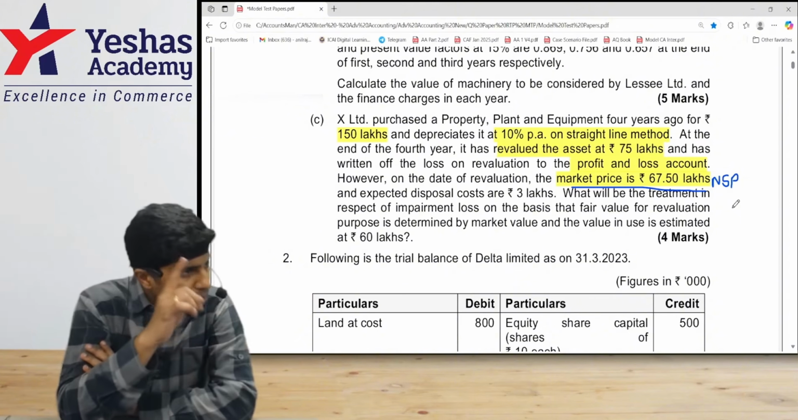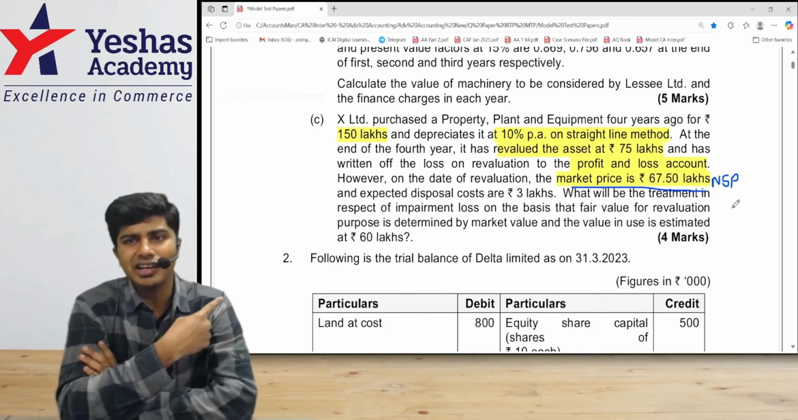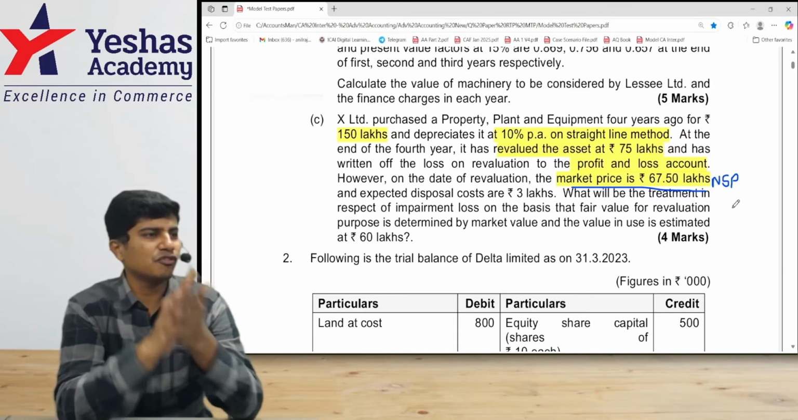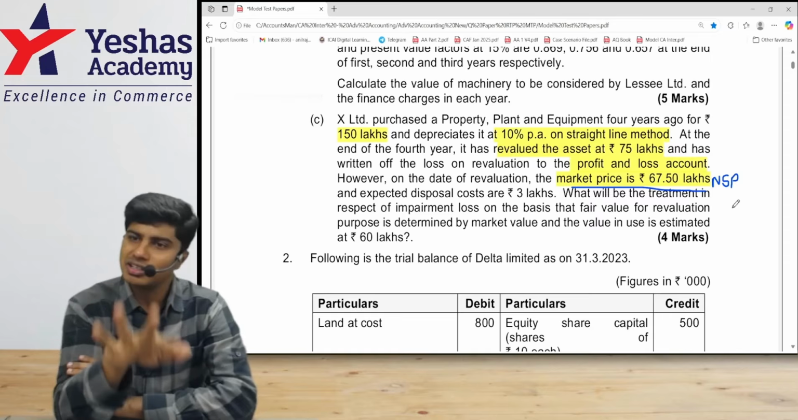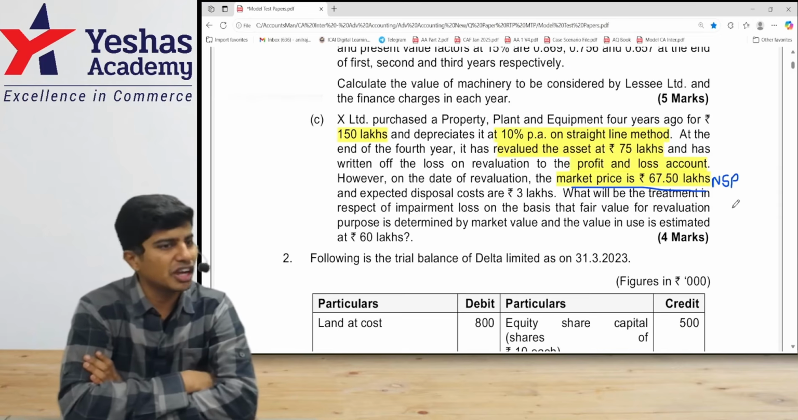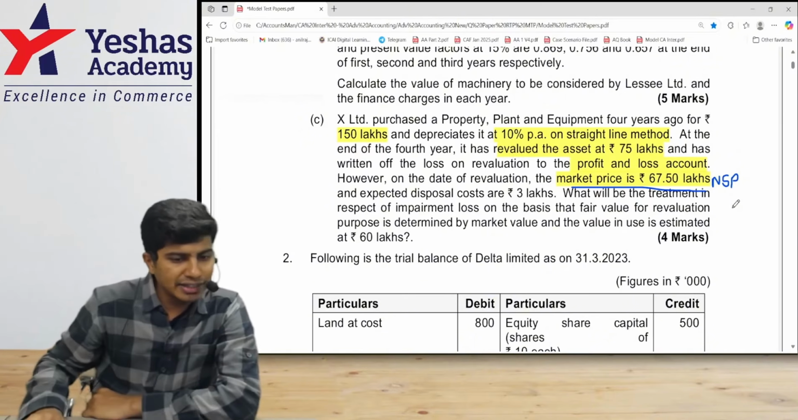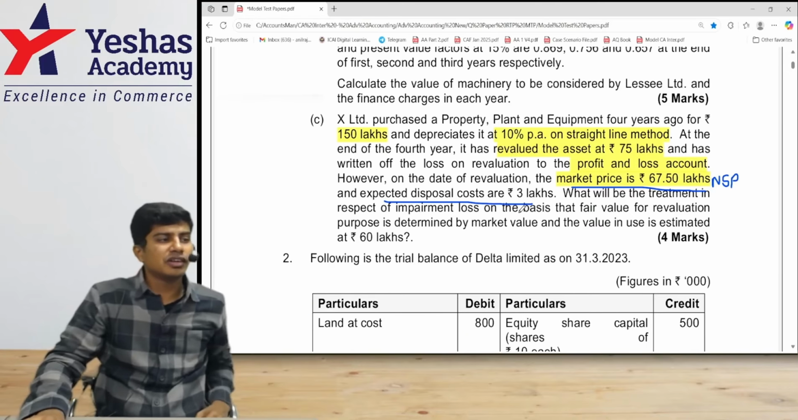In order to do impairment, there should be an indicator for impairment. Is there any indicator here? No. If there is no indicator, then we don't have to do impairment. 4 marks will not be given to us. Why will they give 4 marks? They are meaning to say that there is an indicator and we need to check for impairment. So that is the assumption based on which this question is solved. And they told expected disposal cost is 3 lakh. To sell the asset, you will incur cost of 3 lakh.